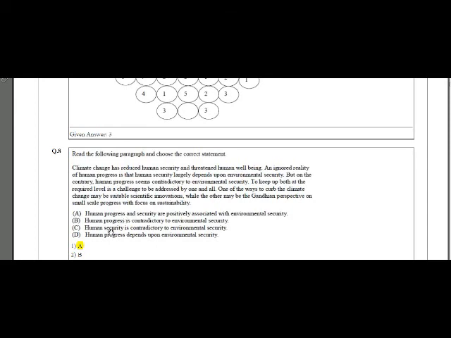And you can see the third option is human security is contradictory to environmental security. But the second line says human security largely depends upon environmental security. So that is directly proportional to environmental security. Okay, so option C is wrong. However, option D is correct because human progress seems. So the correct word to replace seems is depends upon instead of is. So the correct answer is D.